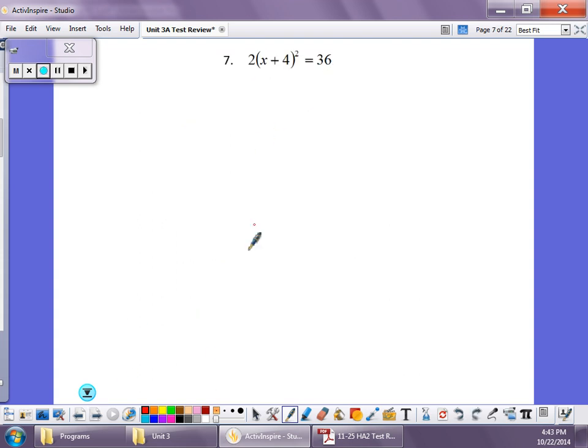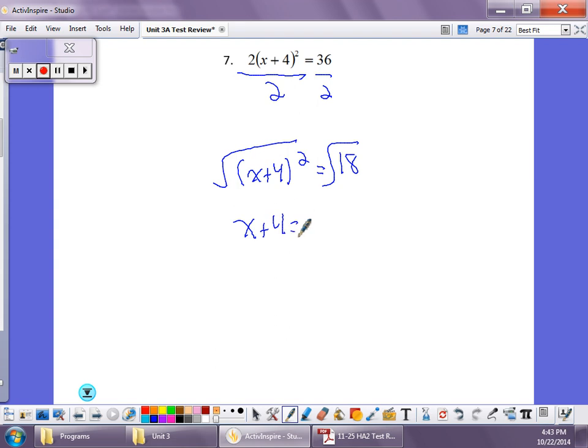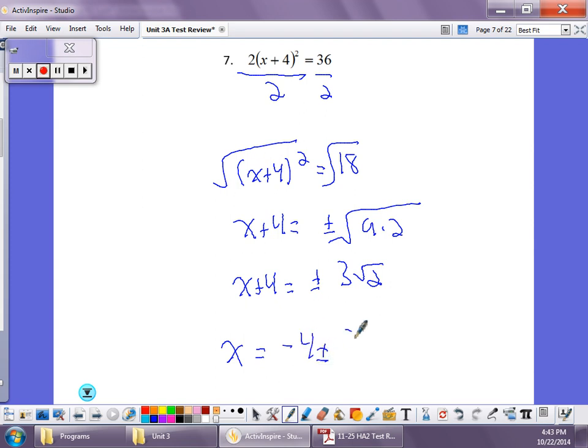Number 7. Again, I want to isolate what's being squared. Here, that is (x plus 4). So I want to divide by 2. I get (x plus 4) squared equals 18. Square root both sides. Again, once I put that square root in, I need plus or minus. Square root of 18 is 9 and 2. You get x plus 4 equals plus or minus 3 root 2. And then I just subtract 4. So I get negative 4 plus or minus 3 root 2. And that would be my answer.